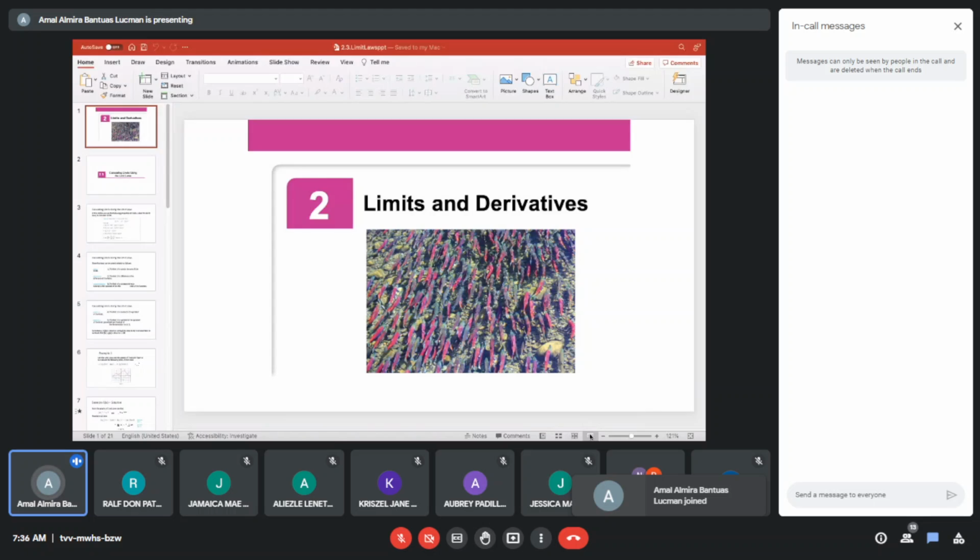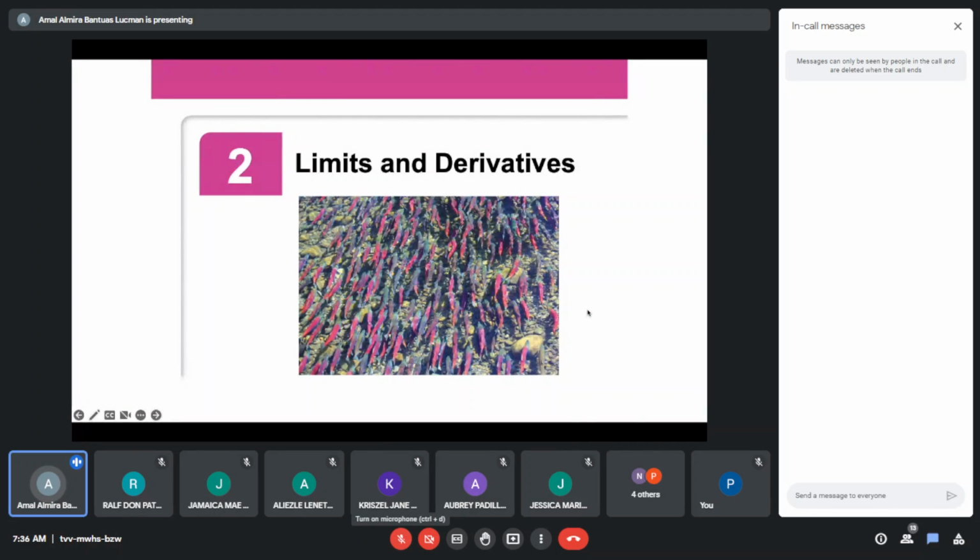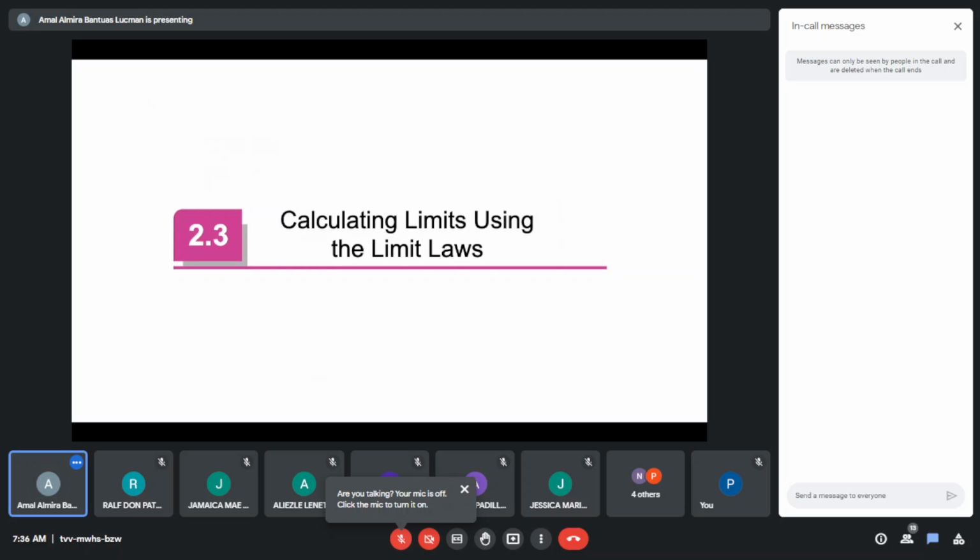Okay. Can you see the presentation, class? Yes, ma'am. Okay. Limits and derivatives. So last time, we discussed the limit of a function, and we got the limit by numerical and graphical methods, meaning getting the values or approximating the limit of the function using a table of values or graphical solution.